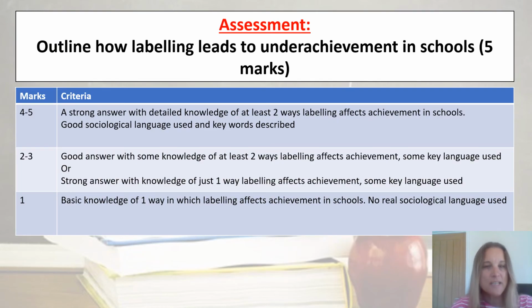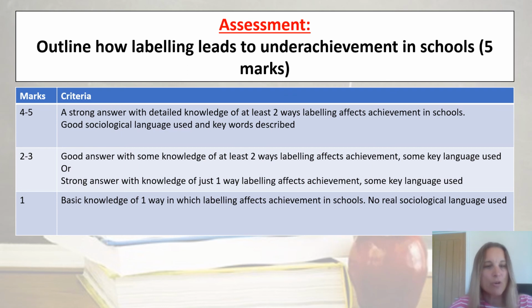Finally, you're going to finish today's lesson with a little bit of an assessment. This is an outline question, a 5-mark question. You only get them in paper 2 of the sociology course. And essentially, you just need to give basic information. You're not going into lots of detail. 5 marks. Outline how labelling leads to underachievement in schools.